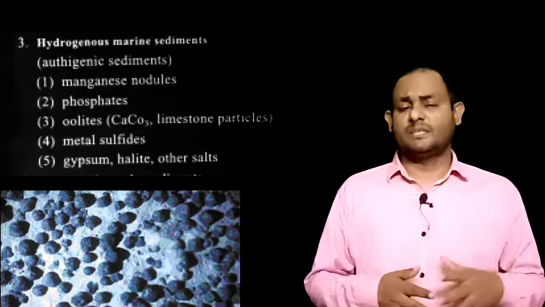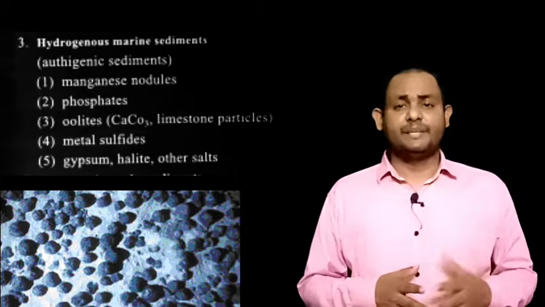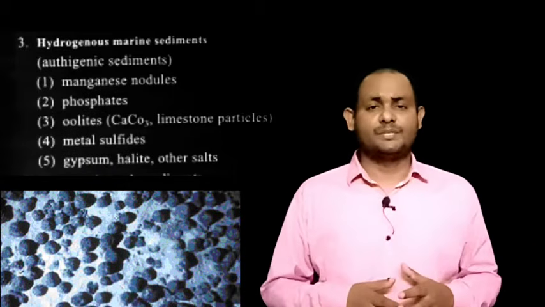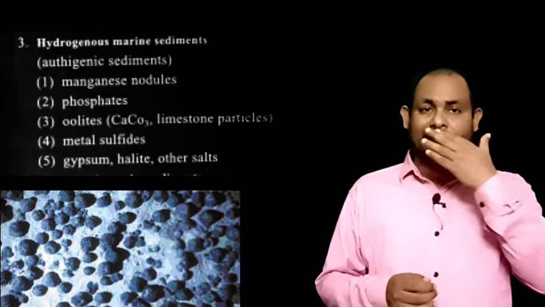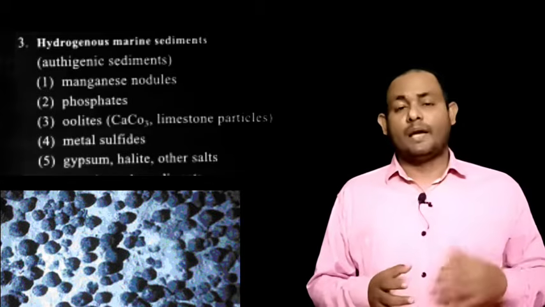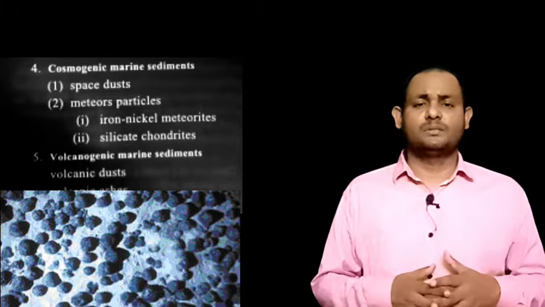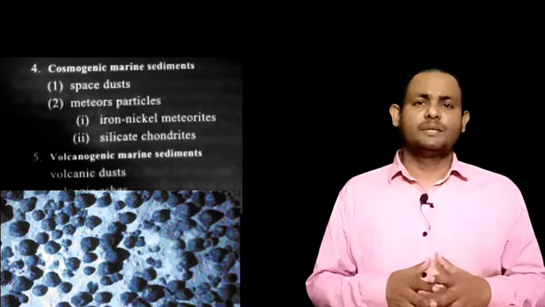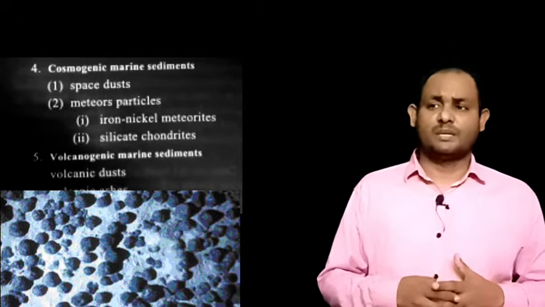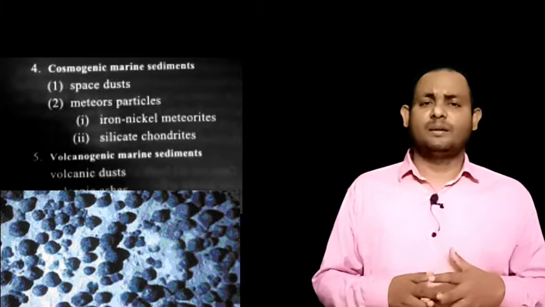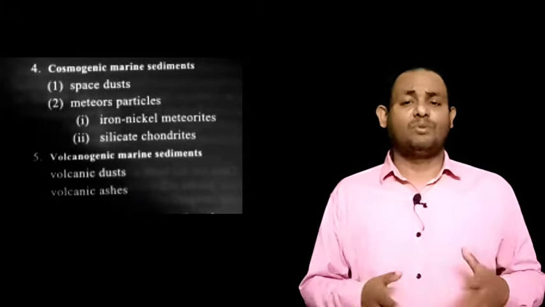And number three, the hydrogenous marine sediments. There are manganese nodules and phosphates and oolites, basically limestone particles, and metal sulfides and gypsum and halides. And cosmogenous marine sediments also: there are space dust, basically meteorite particles such as iron, nickel meteorites, and silicates, basically. And number five, the volcanogenic marine sediments such as volcanic dust and volcanic ashes.